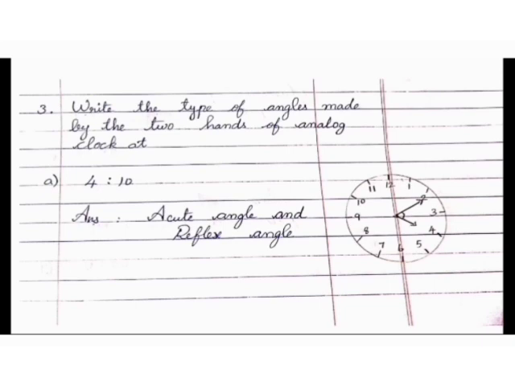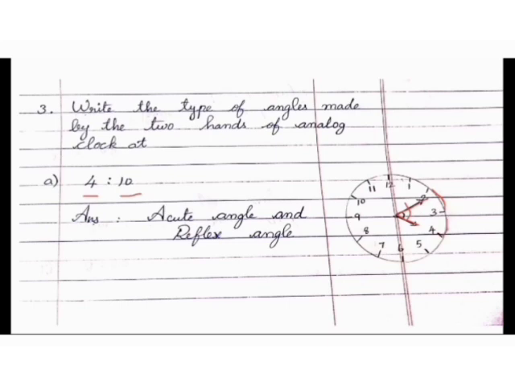Look at the sum. Write the type of angles made by the two hands of analog clock at first sum, 4:10. The short hand indicates hour and then big hand indicates the minutes. 4 o'clock, 10 minutes. So find the angle at 4 o'clock, 10 minutes. What is the angle? Is less than 90 degree. Yes.